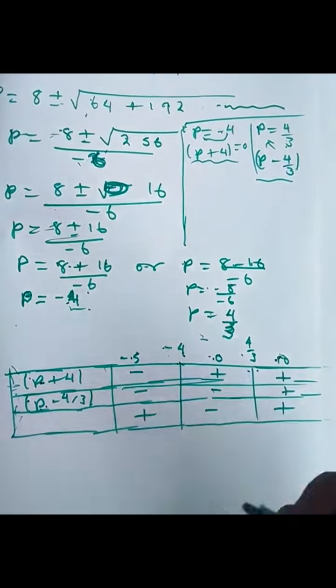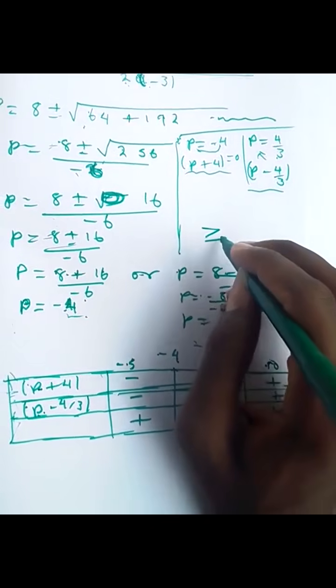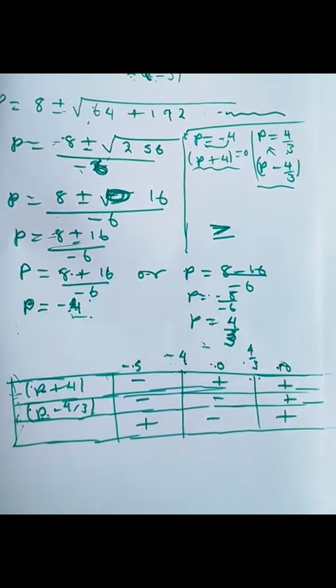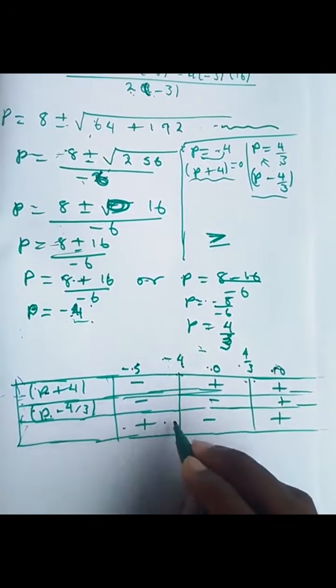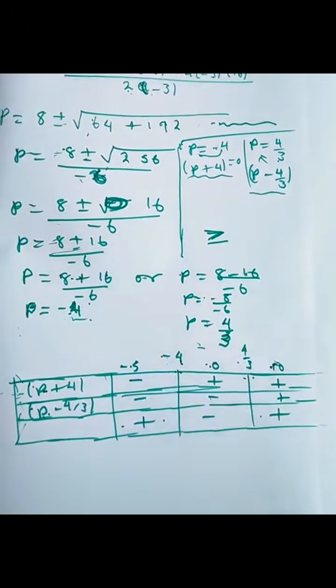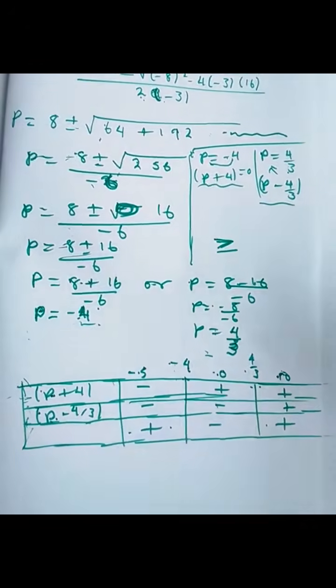Now listen, since in the question they give us this sign greater than or equal to, it means that we are interested in the positive regions. So we have two positive regions. Only in these positive regions do you find the true values of p, or the range of values of p, which is what they are looking for.